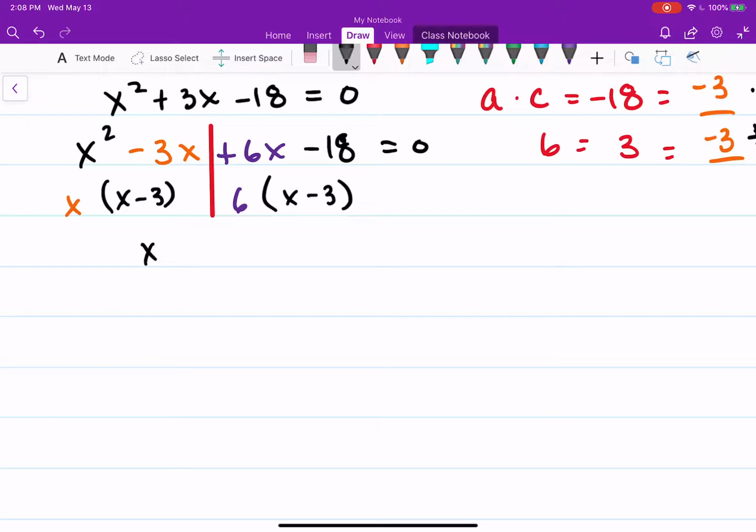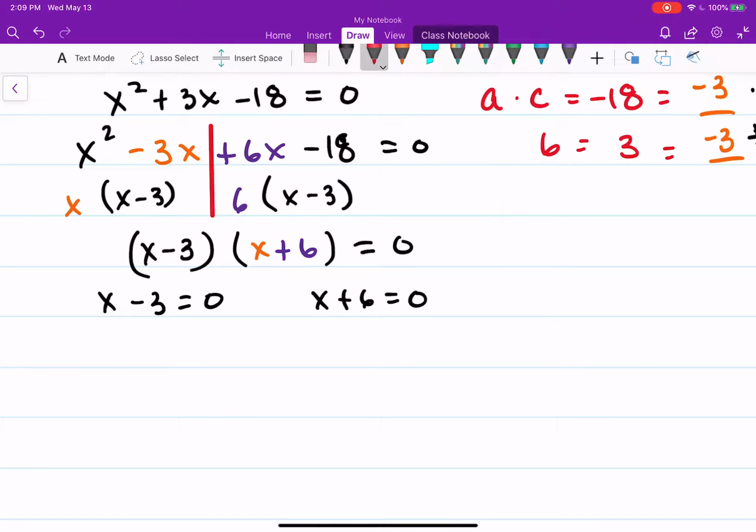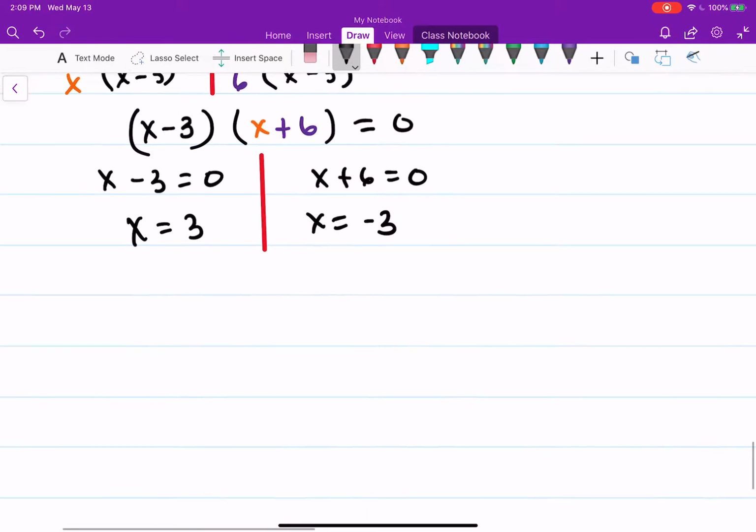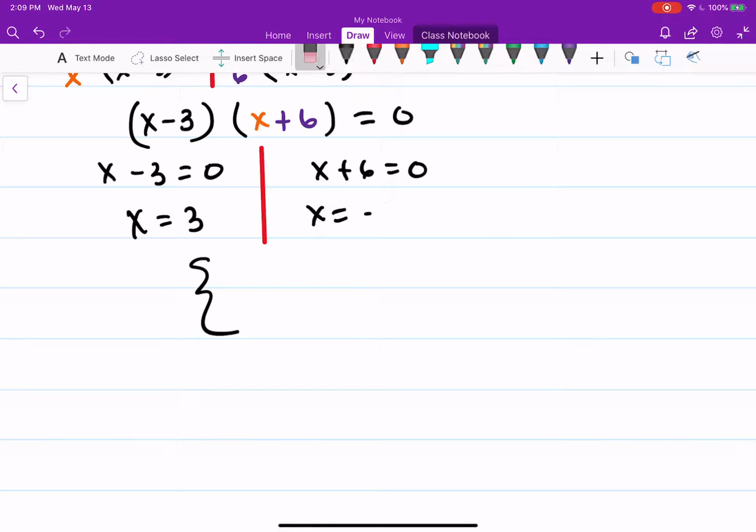So what's in common? X minus 3. What do I have left? X plus 6 equal to 0. So x minus 3 equals 0. X plus 6 equals 0. So x equals 3 and x equals negative 6. So I have, oops, thinking too fast. Okay, so negative 6 comma 3. And there is my answer.